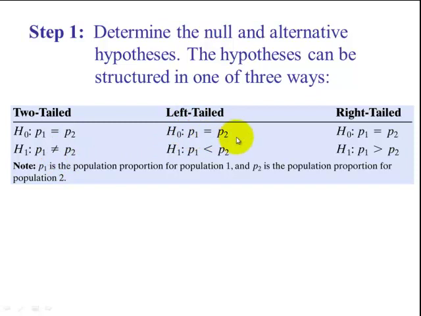Left tail, again, the null assumes the two proportions are equal, and for a left tail, proportion 1 is less than proportion 2. And for a right tail, the null, again, we have an equal sign, the two proportions are equal, and the alternative is the first proportion is greater than the second proportion.